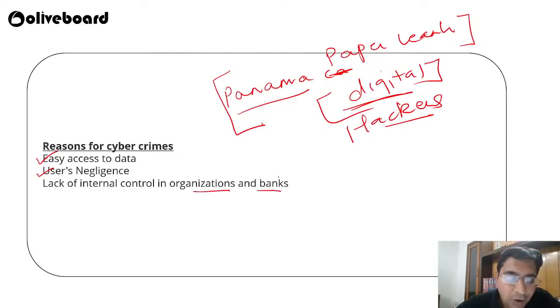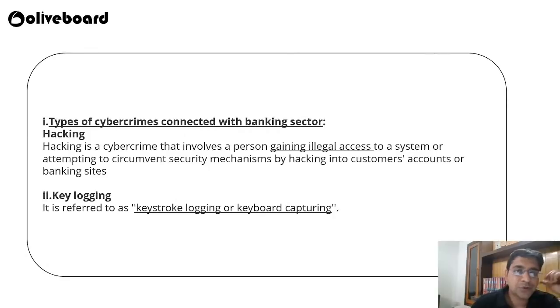Sometimes banks and organizations don't have proper control regarding the data, so they have to keep the data very safe, and they have to keep on doing mock drills every time, in order to make sure that proper data is saved, right? So, types of cyber crimes connected to the banking sector.